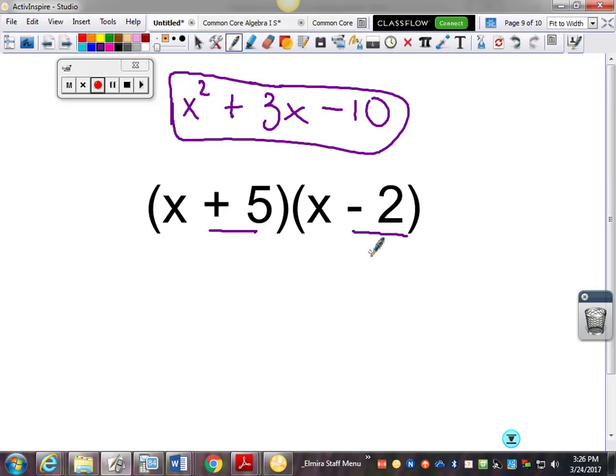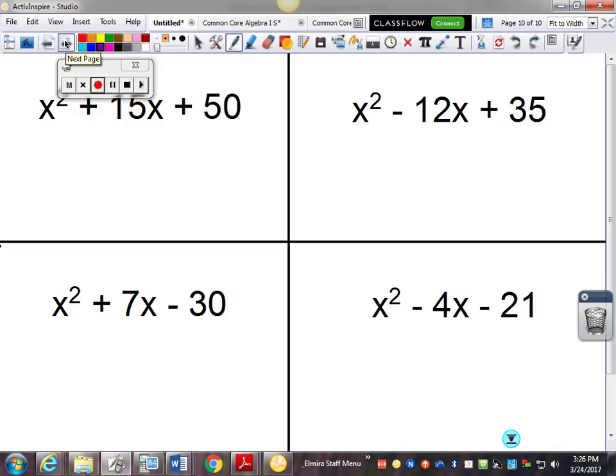Well, I need numbers that make a 10 at the end. So 1 times 10 or 2 times 5. Well, how would you pick 1 times 10 or 2 times 5? Well, the 2 times 5 subtracts to a 3. Okay? Okay, so let's do some examples of all the possibilities.